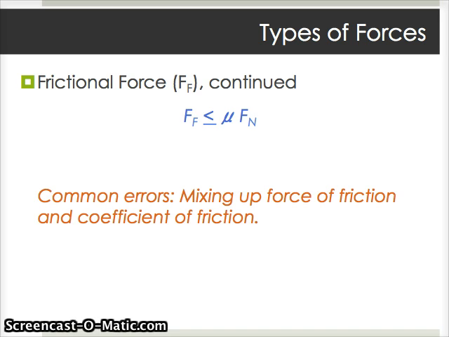Mu is not a number that you memorize. It's different for every situation. But again, you should know that it's between 0 and 1 in almost all situations. This formula has an inequality in it, and that has more to do with the static friction ideas that we will discuss later. For right now, we will be thinking of it as an equality.